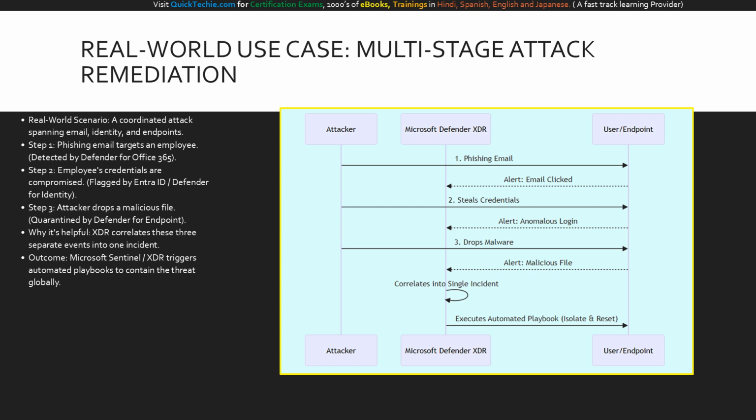The attacker executes a three-part attack, sending a phishing email, stealing credentials, and dropping malware. Each step generates an alert sent to Microsoft Defender XDR. Instead of treating them separately, XDR internally correlates these signals into a single incident timeline. Instantly, XDR fires back at the assets, executing an automated playbook that isolates the compromised endpoint and resets the user's password, neutralizing the attacker's foothold completely.